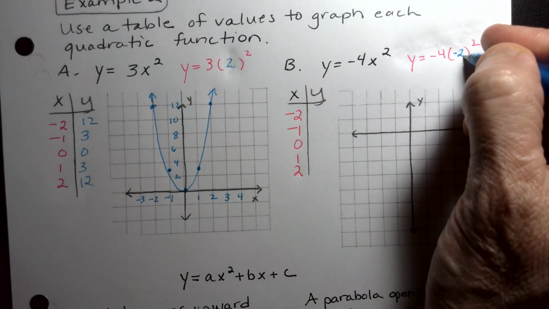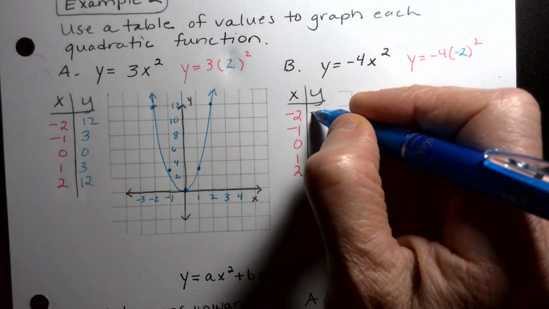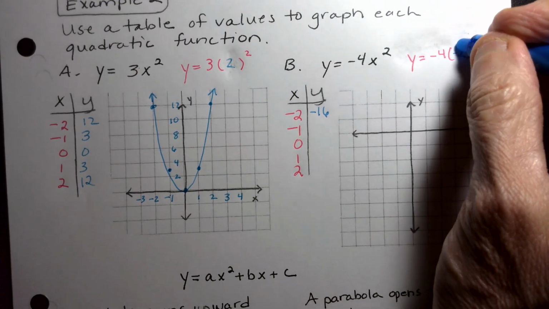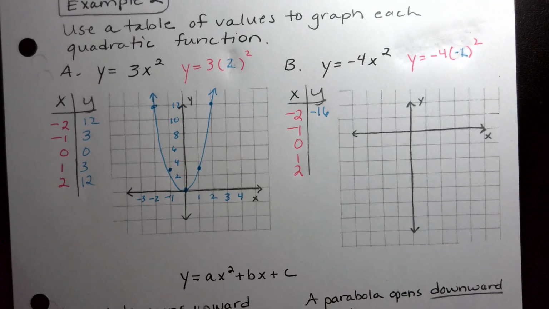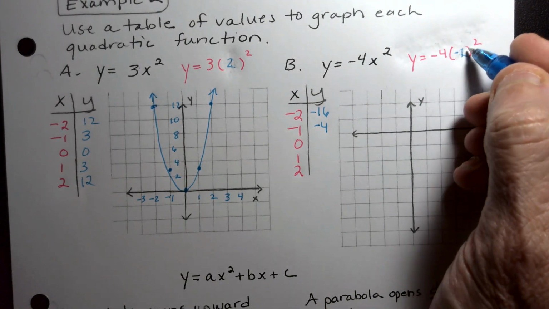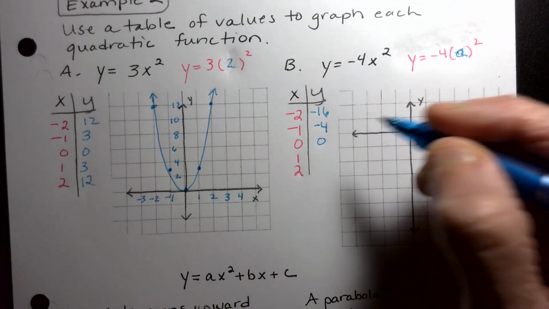Put the negative 2 in there. When you square that, you get 4. 4 times negative 4 is negative 16. Put a negative 1 in there. Negative 1 squared is 1 times negative 4 is negative 4. Put a 0 in there. 0 squared is 0 times that is 0.